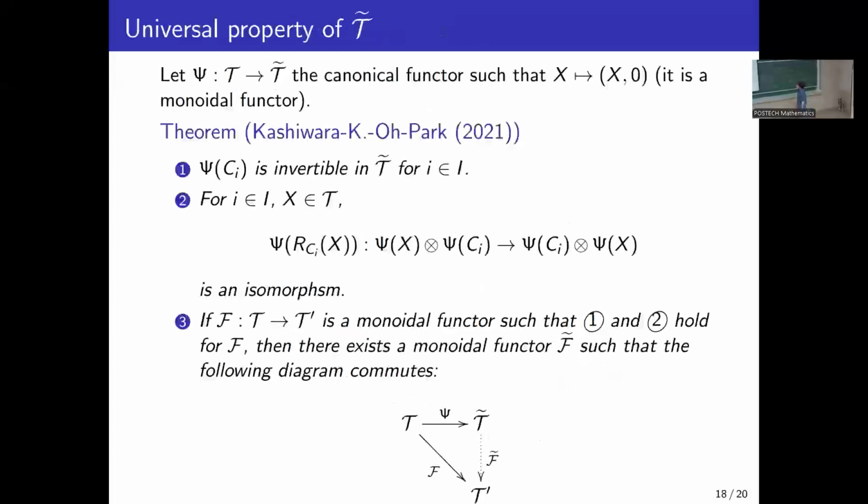That's our theorem. By this construction we have the new category, say T tilde here. This is the localization. There is a canonical functor from our original category to the localized category. Then the C alpha, the simple objects we want to invert, are really invertible by the construction. Second, the braider becomes an isomorphism. And third, this category T tilde is universal with this property: if we have a functor from T to some monoidal category satisfying those two conditions, then T tilde is initial among all those extended categories. This is the universal property of localization.